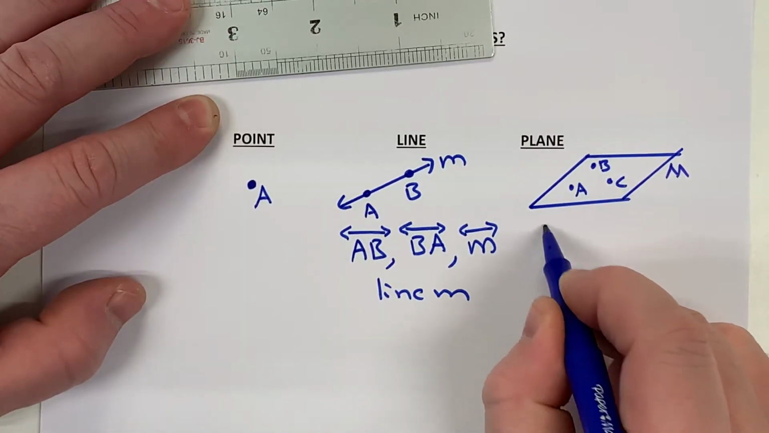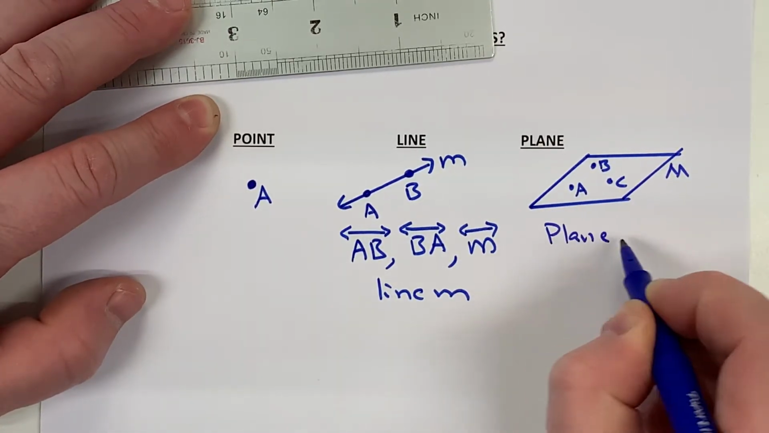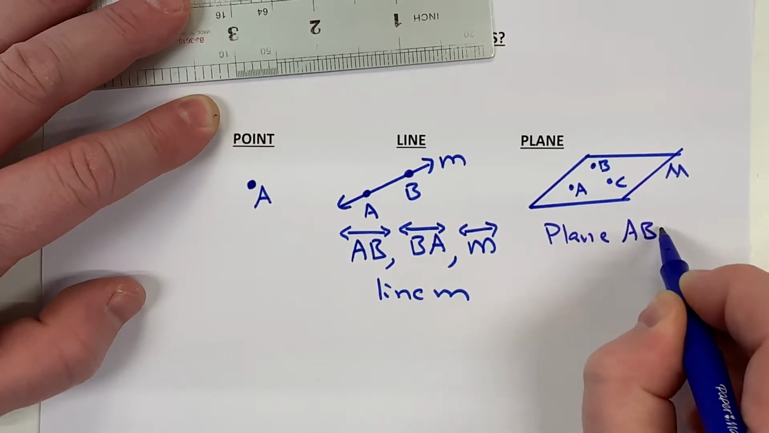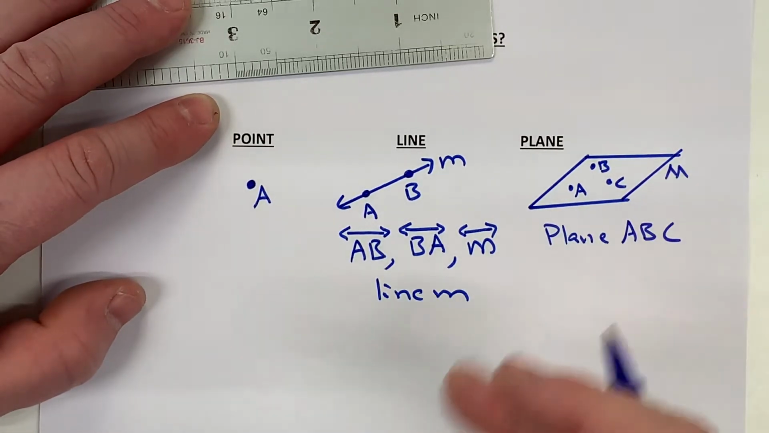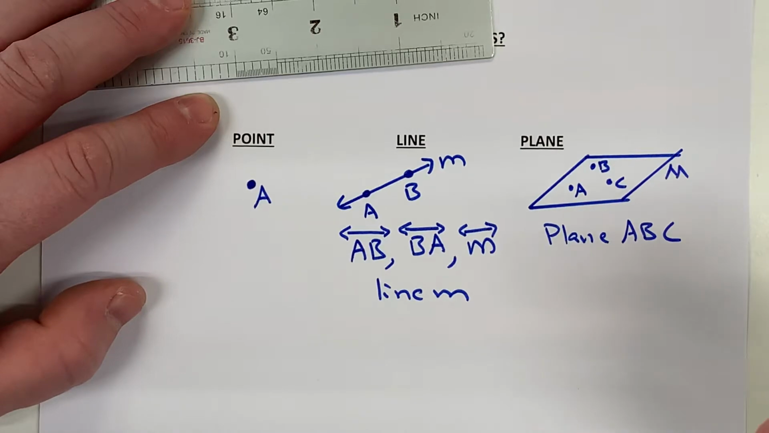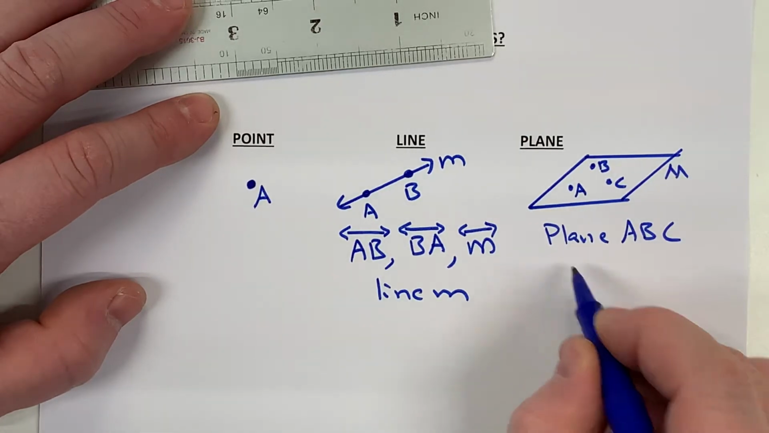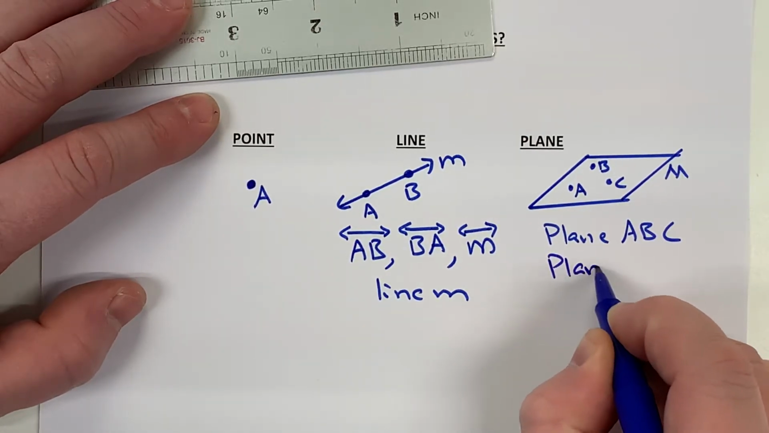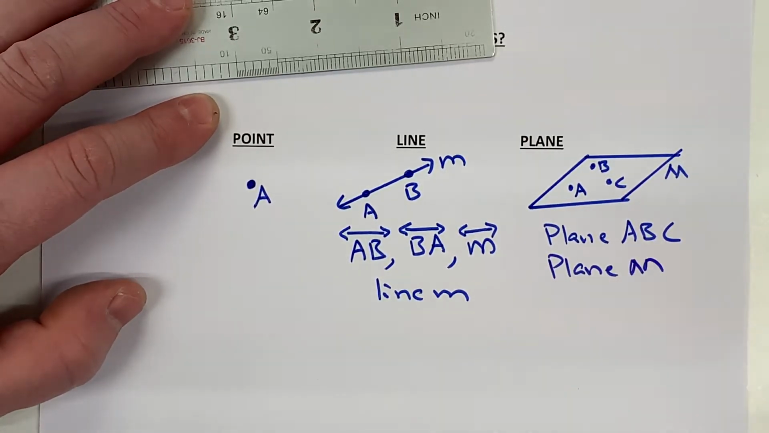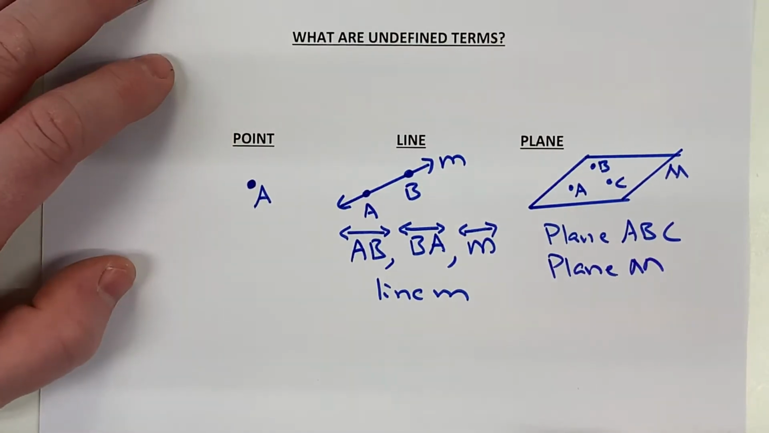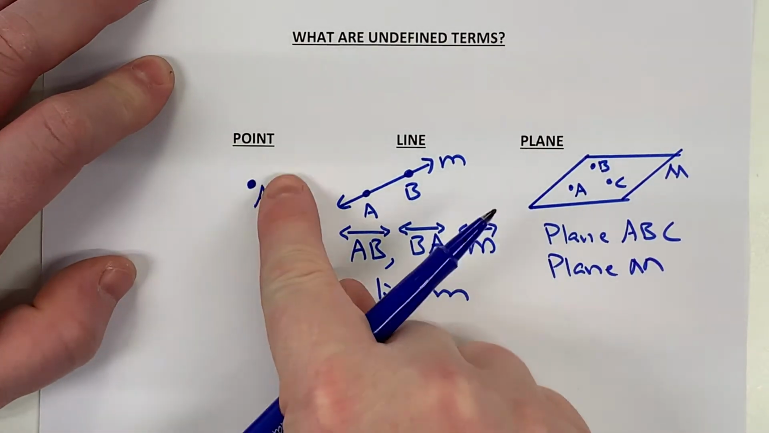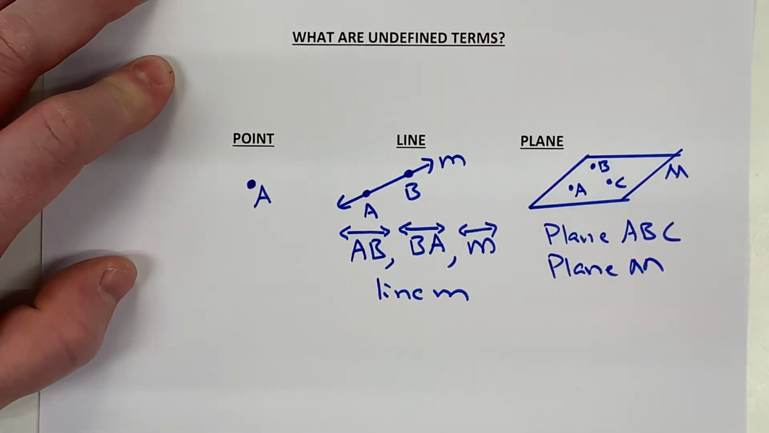So I can either call it plane ABC, or CBA, or BAC, any of those combinations, just the 3 points that are on it. Or I could just call it plane M. So that's it. What are undefined terms? Point, line, and plane, and these are the ways that we can write them.